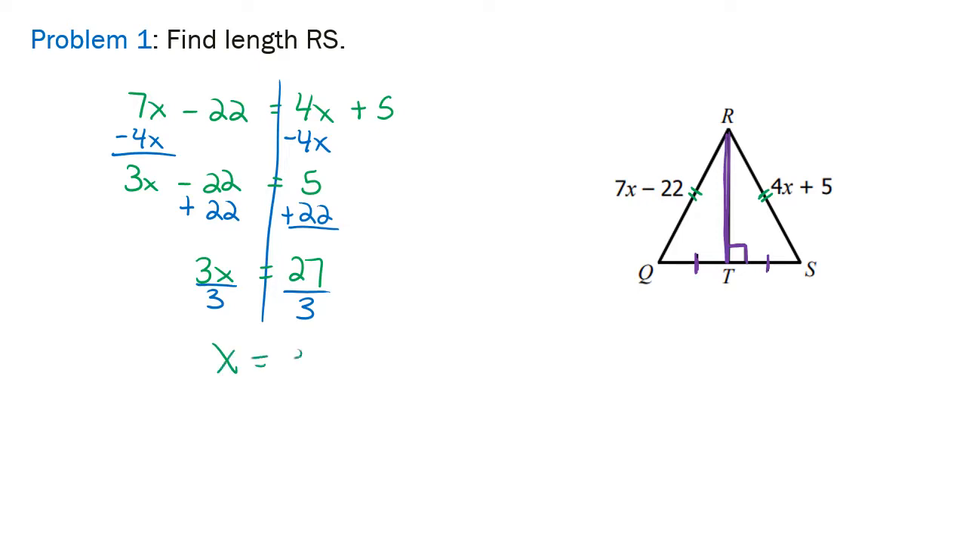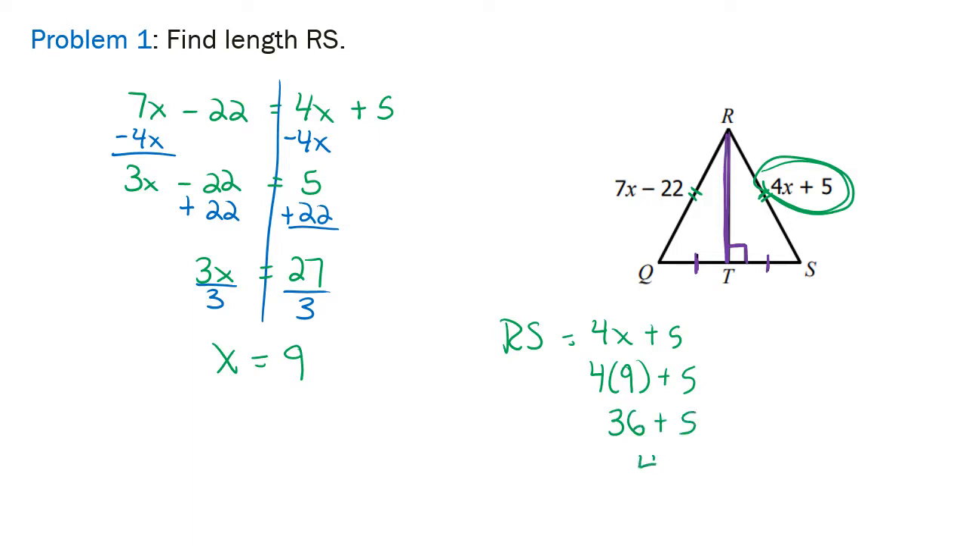And x equals 9. Now that I know what x is, I can plug it back into the expression for RS. So RS's expression is 4x plus 5. And that x is actually a 9. So 4 times 9 is 36. You add 5, and you're going to get a length of 41 for RS.